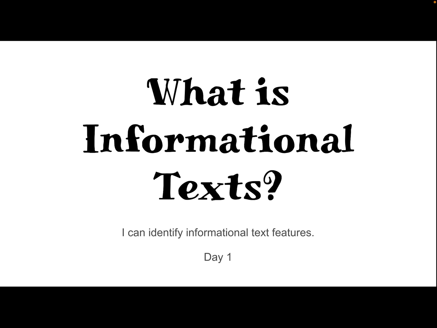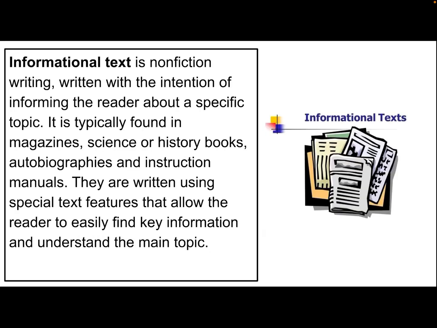Informational text is also known as expository text. All right, so informational text is basically nonfiction writing. It's written with the intention of informing the reader about a specific topic. So it's kind of like teaching or telling. Basically, informational text is reading to learn. It's typically found in magazines, science or history books, autobiographies or biographies, and instruction manuals.